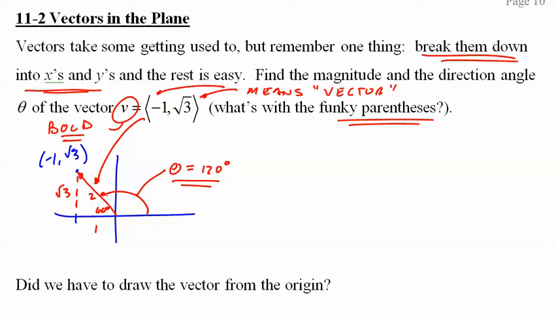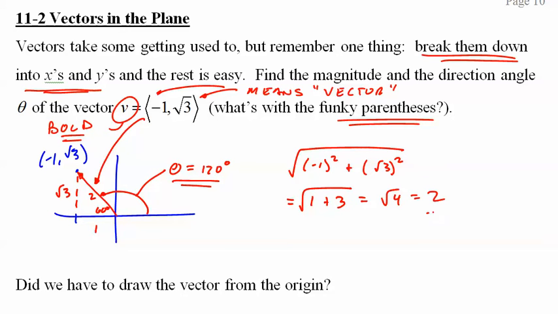And the magnitude I've already found is 2, but if you didn't know that, the magnitude comes from the Pythagorean theorem: (-1) squared plus root 3 squared equals 1 plus 3 equals the square root of 4 equals 2. Magnitude equals 2.